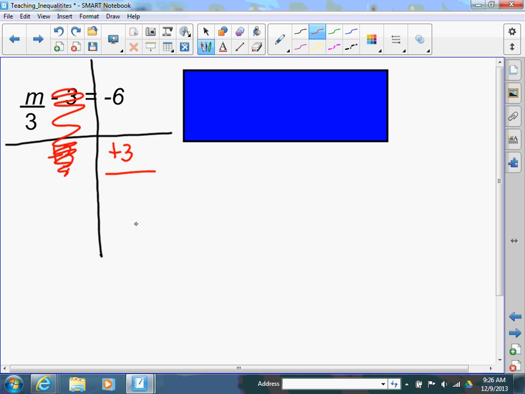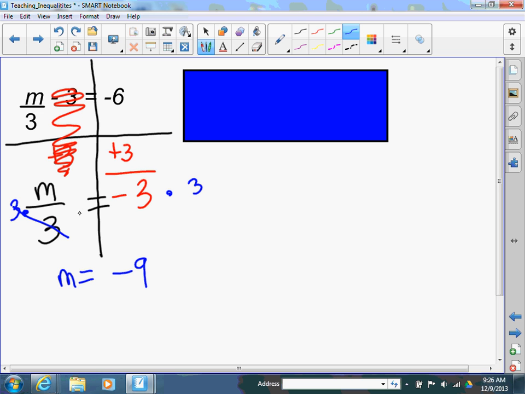6 negatives and 3 positives gives us -3 is equal to m/3. Now what do I do? Well, multiply both sides by what? 3. Cross out. I get m is equal to -9. Any questions? Okay, let's go to the inequality.